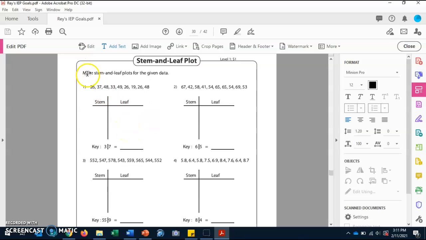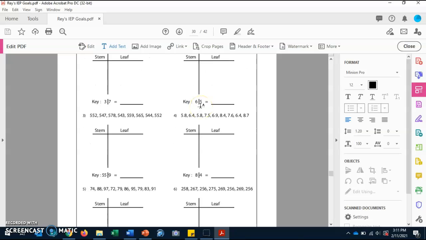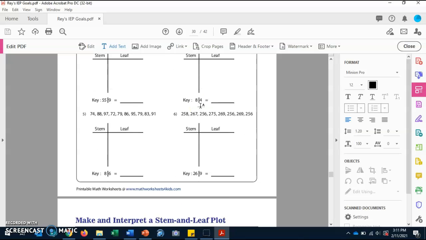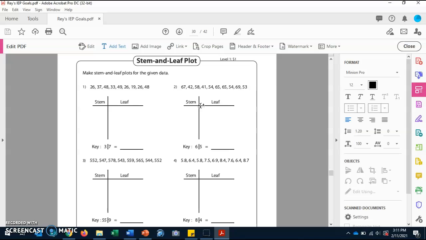And on the top it says, make stem and leaf plots for the given data. So before we were answering questions based on the stem and leaf plot data that they would give us. However, today they gave us a set of numbers and they want us to organize these set of numbers here in the stem and leaf plot. So I will be doing number 1 with you and you will be doing the rest on your own. You will be working on 5 questions by yourself.